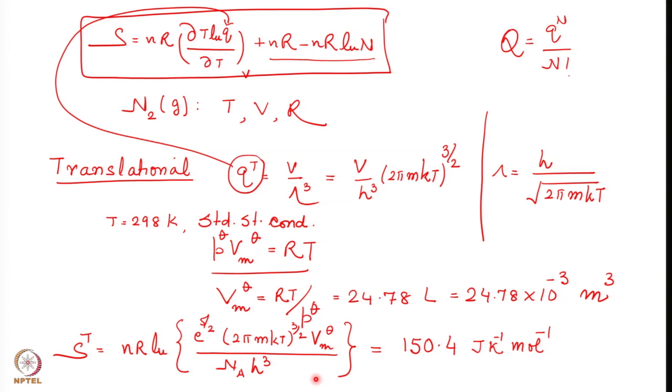Let us now switch over to rotational contribution. So, for rotational contribution, I will use the same thing, NR ∂/∂T (T log q) at constant volume, and I am not going to use the rest of the terms because those have already been used with the translational contribution. Now, q rotational is equal to 1 upon sigma h c beta B, that we know.